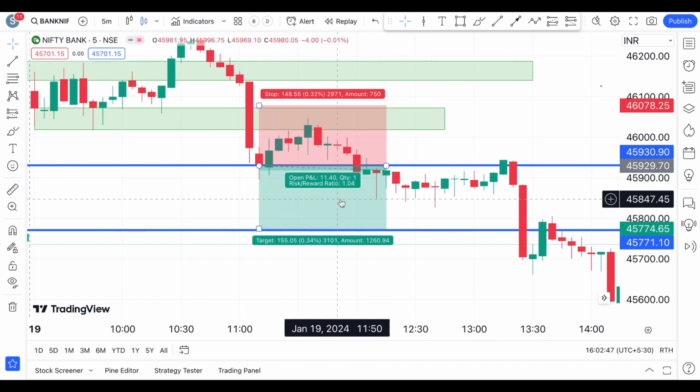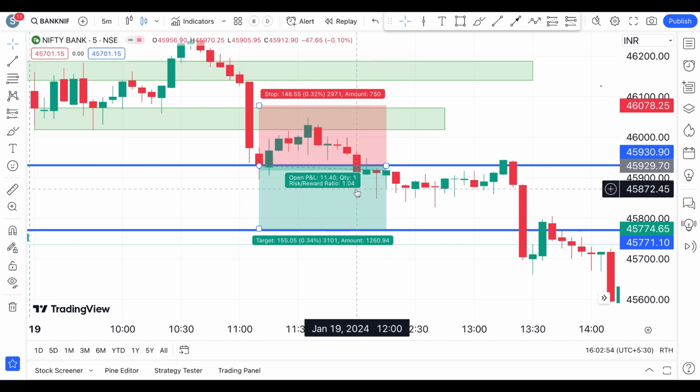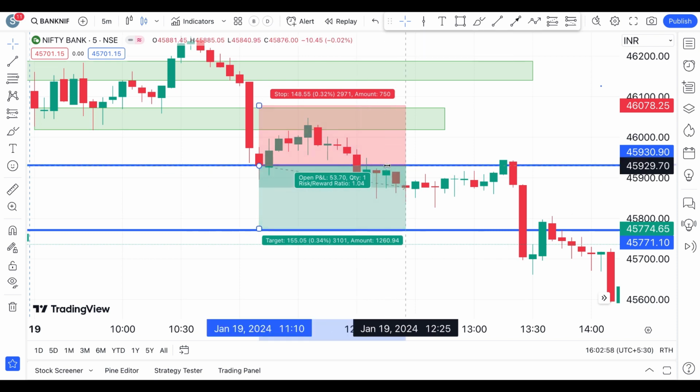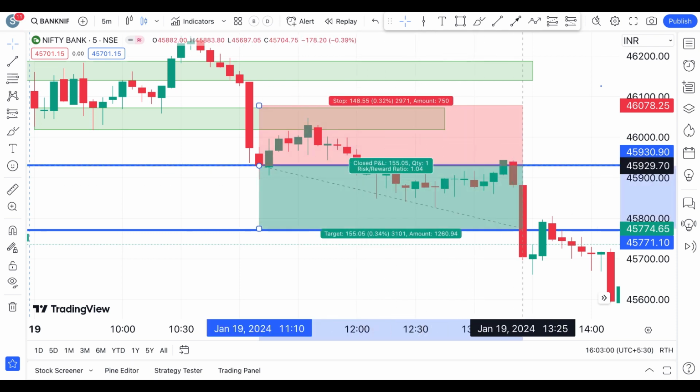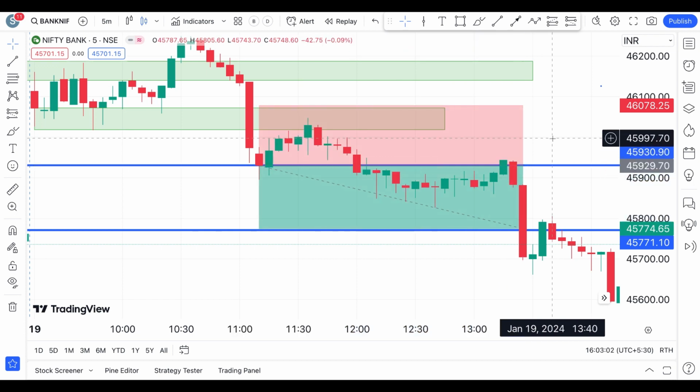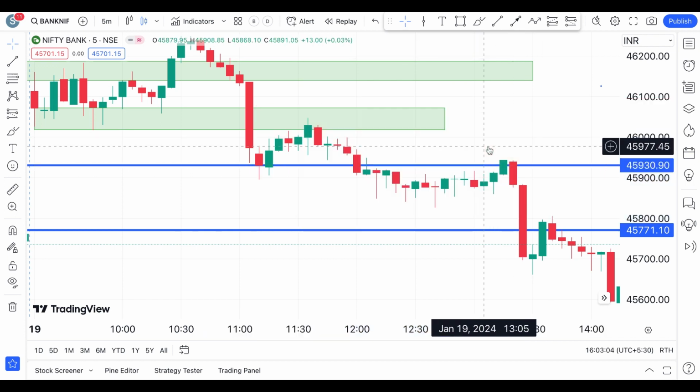Now here, if you see, your risk versus reward ratio is 1.04. Whenever it is 1, that's a valid trade. So here you could have taken a trade. Now if you see, this target is achieved, but also if you notice, you have a second option.